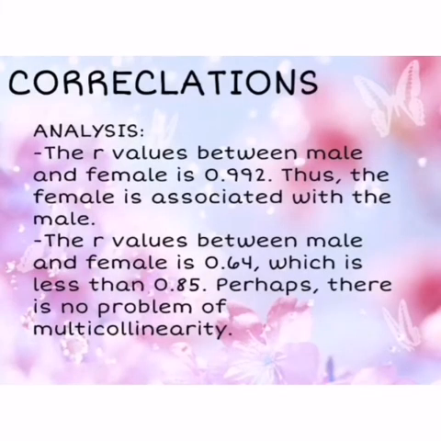After that is correlation. Analysis from correlation is the R value between male and female is 0.992. Thus, the female is associated with the male. The R value between male and female is 0.64, which is less than 0.85. Perhaps there is no problem of multicollinearity.